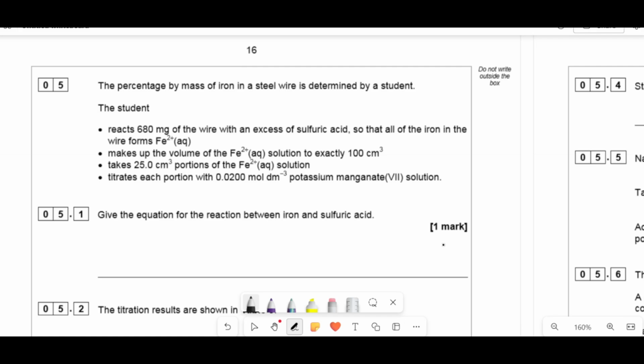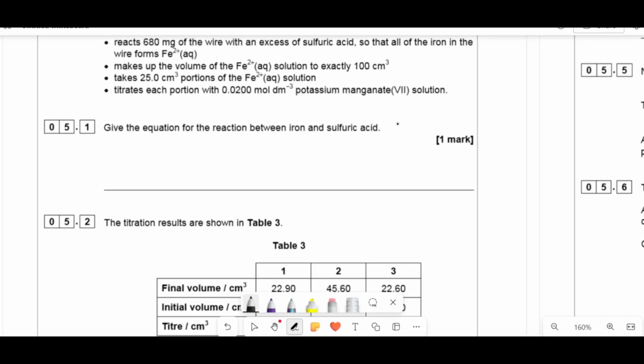What they do is they get 680 milligrams of this wire in an excess of sulfuric acid, so all of it forms Fe2+. They make it up to exactly 100 centimeters cubed. They take 25 centimeter cube portions of this and titrate it with potassium manganate in solution. Fine. Then it says, give an equation for the reaction between iron and sulfuric acid.